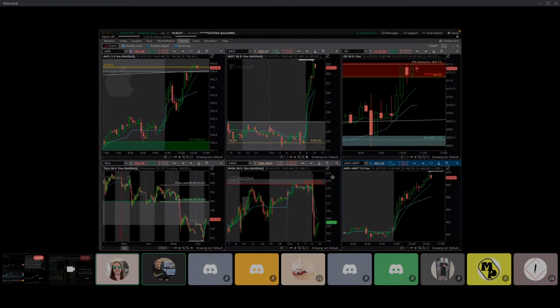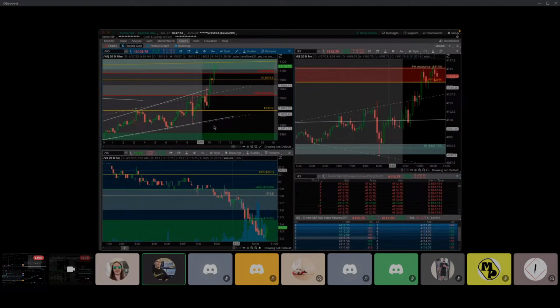So if Microsoft is going to continue to run here, it's got to hold support at 302.50, 58, or 55, sorry. And if it can hold that, we have a pretty good shot at running up to the next pivot, which is 312. That's way up there, but that's a full measured move up. So we'll see what happens.